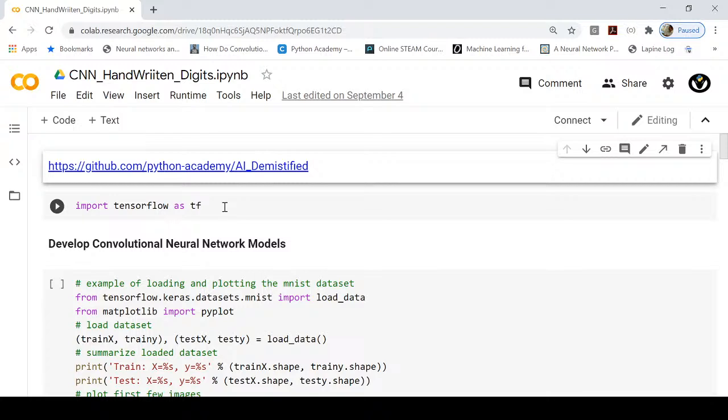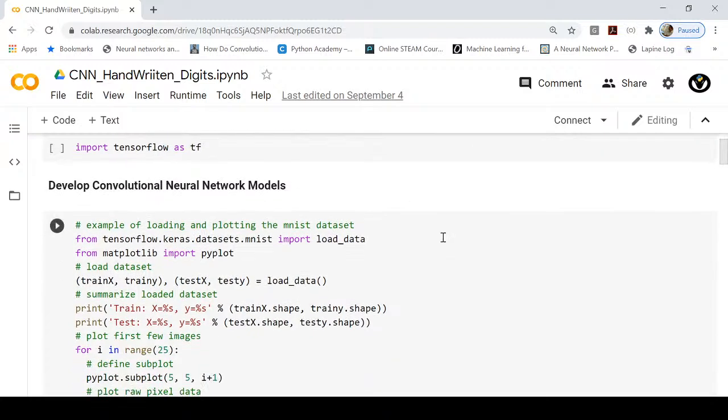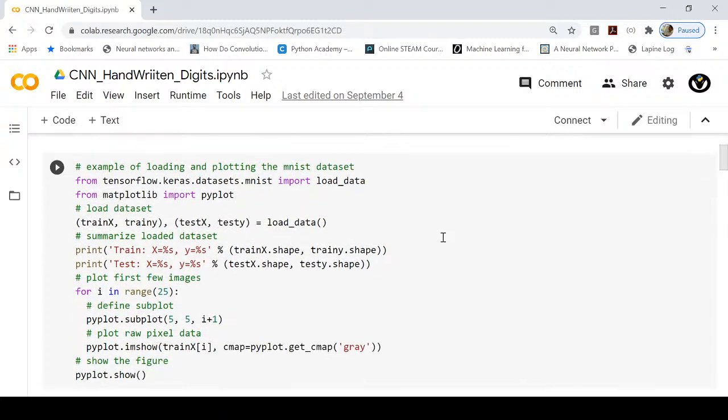So TensorFlow is the library which is used for deep learning purposes, and that is the way we are going to use it. Through deep learning or through TensorFlow, we will need some related examples or packages. So what are they? These are the examples of loading and plotting the MNIST dataset.